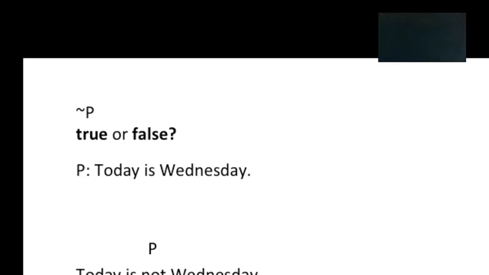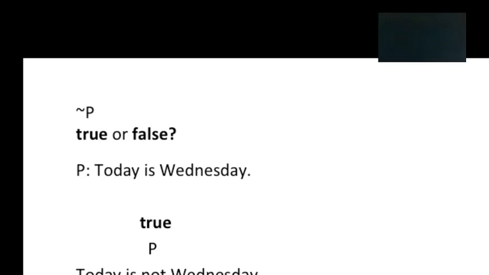So the original statement, today is Wednesday, the underlined part is P. And the new statement is today is not Wednesday. And you can tell what happens here. If P happens to be true, that is, if today is Wednesday, then when I say today is not Wednesday, I'm wrong. So the whole thing will be false.